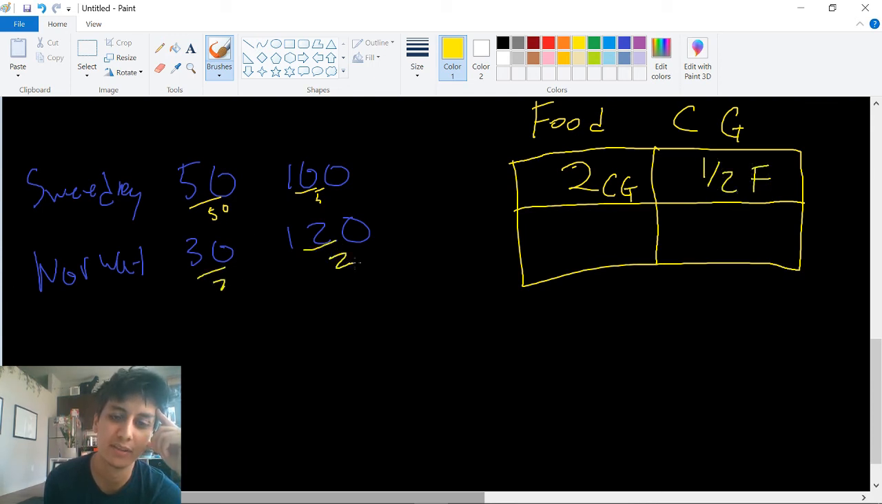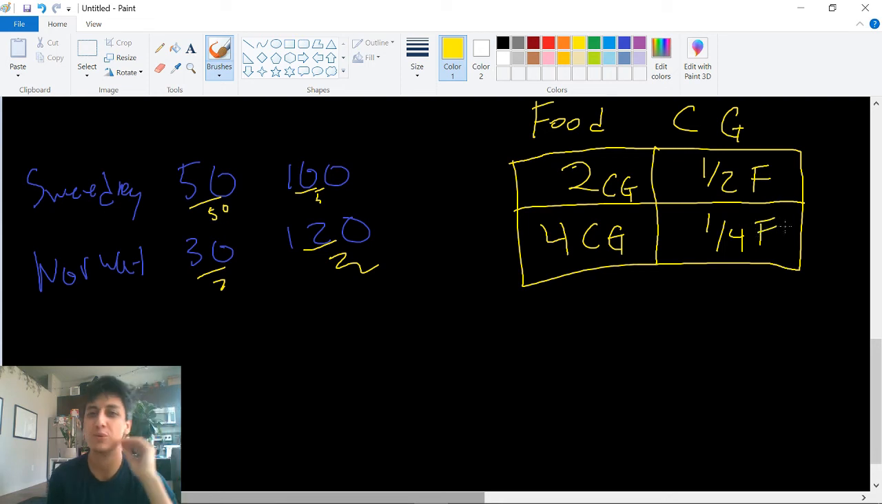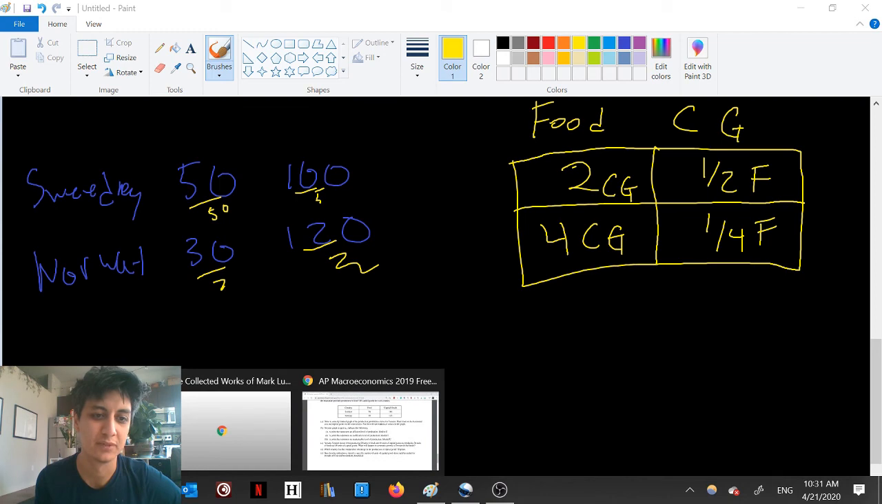Divide by 30, divide by 30. What is that, 4? Pretty sure that's 4. 3, 6, 9, 10, 11, 20. Yeah, I'm smart. Reciprocal. Boom. There's our opportunity cost table.